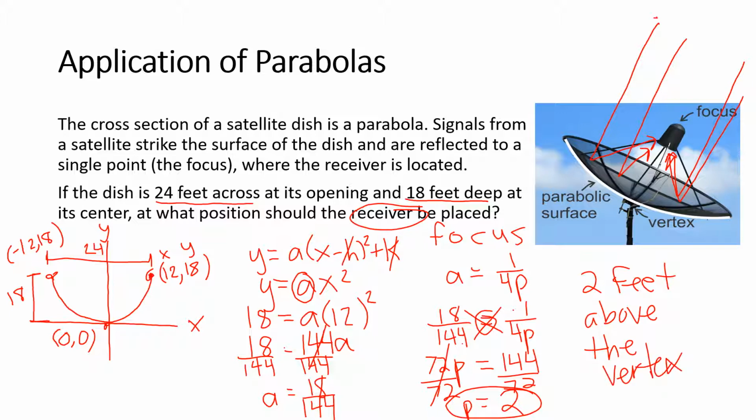On the graph, we can see it here. This is where your focus point would be placed, your receiver, 2 feet above the vertex.